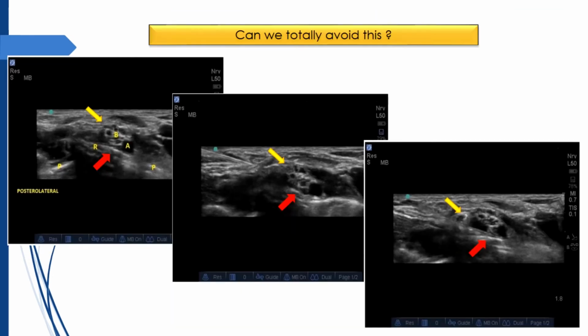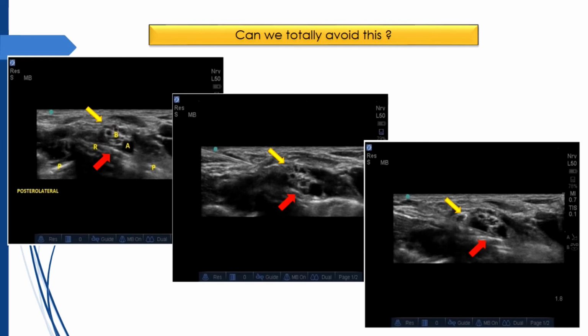Now, can we totally avoid this? These are the 3 images. I have compiled them here, in which the yellow arrow is representing the anterior division of the upper trunk in the 3 images, and the red arrow is indicating the rib. Now we can see that there has been minute changes in the ultrasound beam insonation.